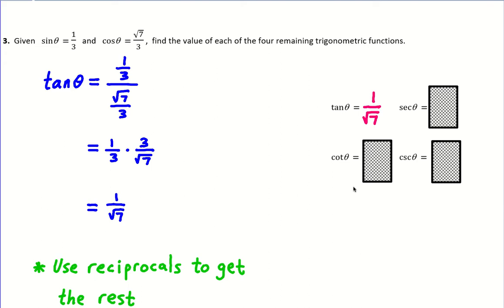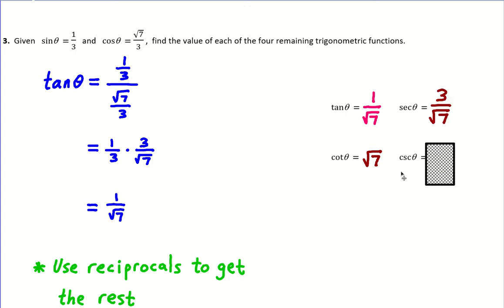You probably are going to need to know this: to get cotangent, you just flip the tangent. And I don't want to see root 7 over 1. I want simplified answers, people. To get the secant, you're going to flip the cosine. And of course, to get the cosecant, you're going to flip sine. And again, I don't want to see 3 over 1. I want simplified answers.